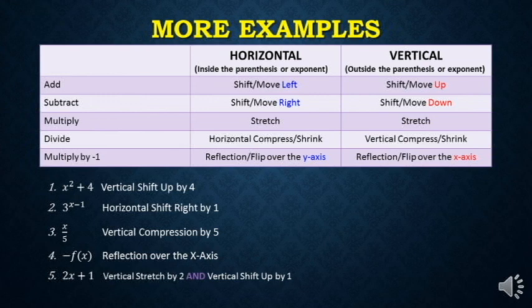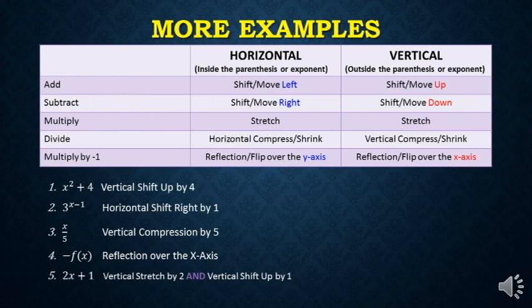Number 2 is 3 to the x minus 1 power. I see that my operation this time is subtraction. So I go to my chart and see that subtract is either a shift right or a shift down. But this time, the subtraction occurs in the exponent. So I look under the horizontal column and know that it's a shift right by 1 space.